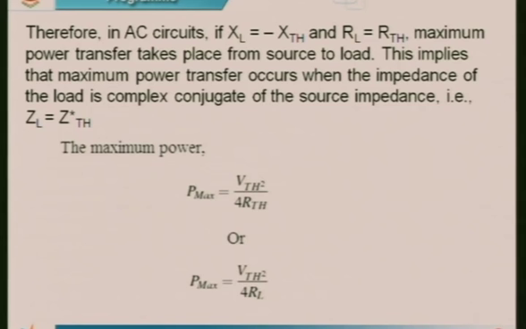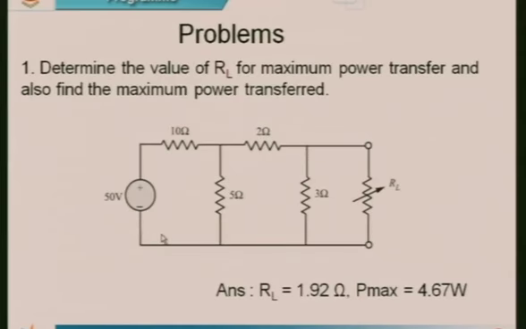Both series impedance and the load impedance exist. In that case, the maximum power will be transferred to the load when the load impedance is equal to the complex conjugate of the source impedance, that is ZL is equal to Z Thevenin star. This asterisk mark states that it is the conjugate. Then the maximum power will be either V Thevenin square by 4 R Thevenin, or you can also use RL. Both expressions remain the same. So that is regarding the second statement.